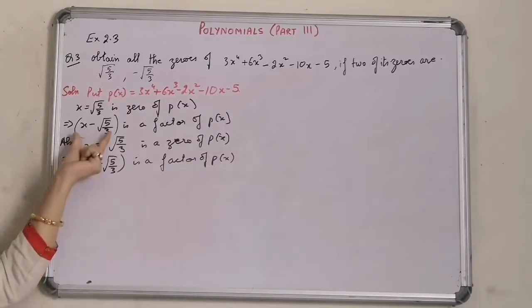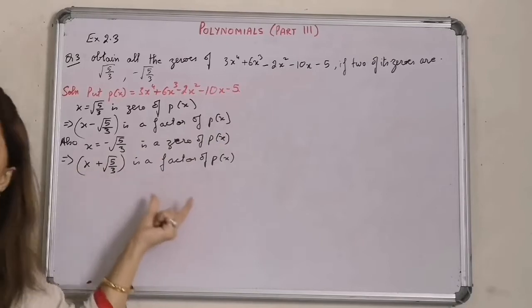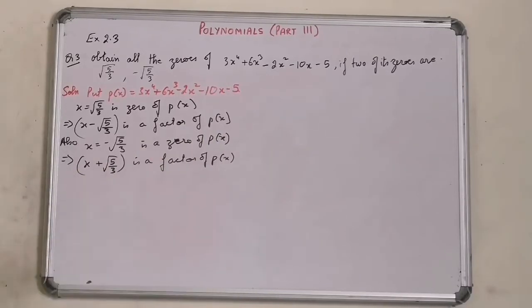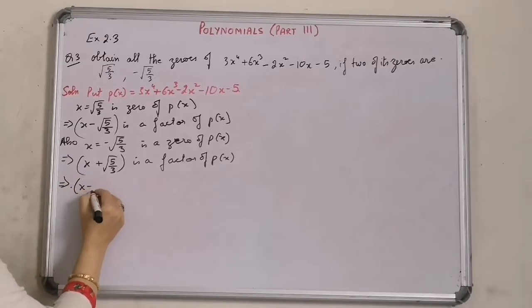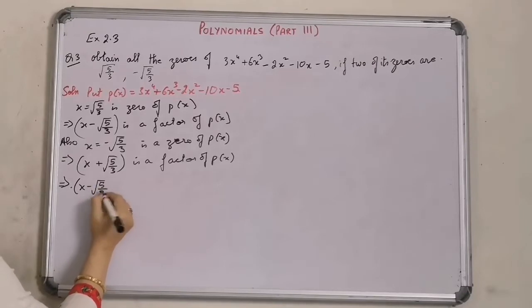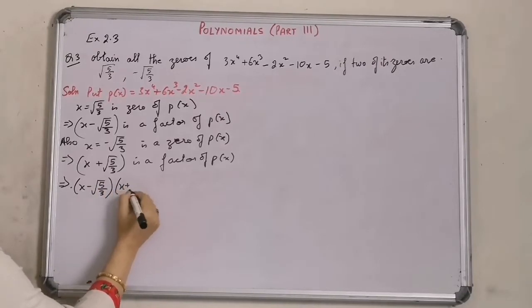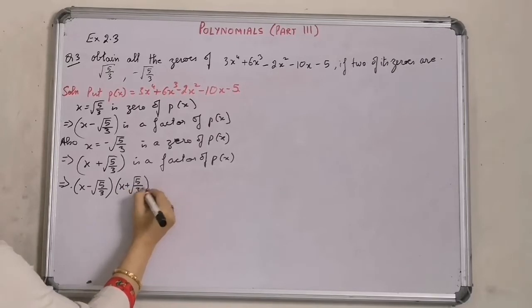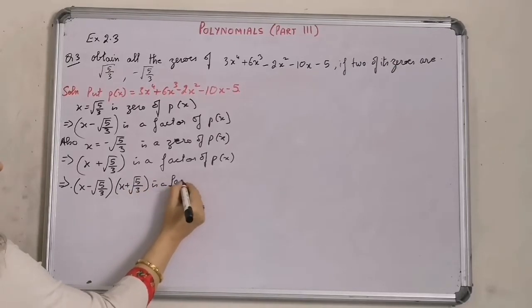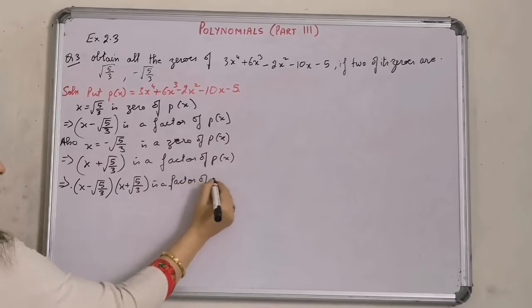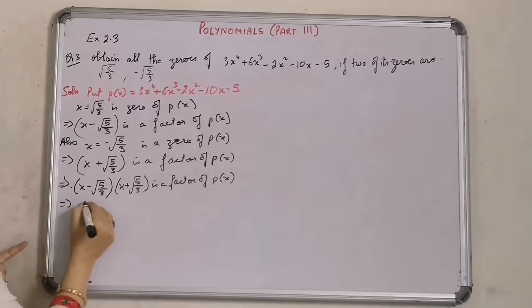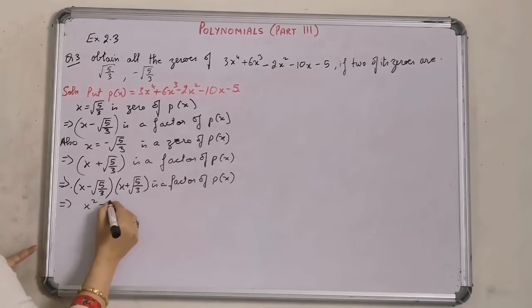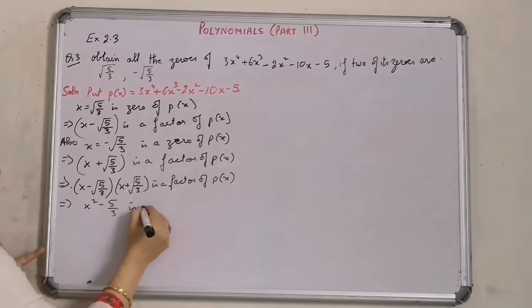Now, if this is a factor of p(x) and this 2 is a factor of p(x), then our system implies that the product of these two numbers should also be a factor of p(x). This is by convention. (x minus root 5 upon 3) into (x plus root 5 upon 3) is a factor of p(x). So if we multiply, what do we get? We get x square minus 5 upon 3 is a factor of p(x).